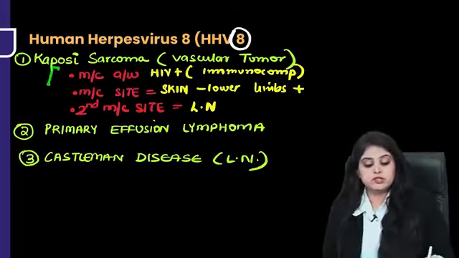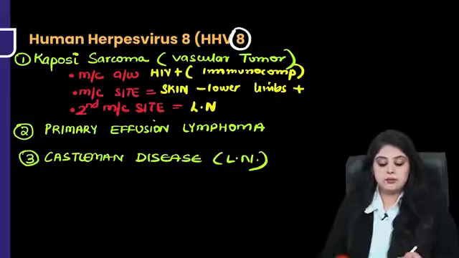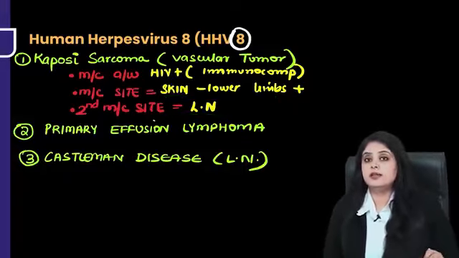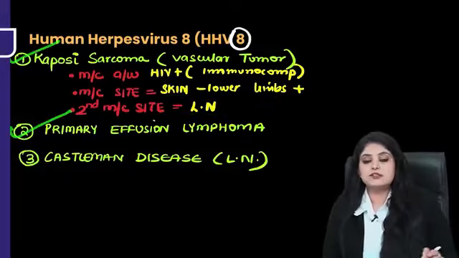So these three questions are evergreen questions. Kaposi sarcoma, which is a vascular tumor, is going to occur in HIV positive patients, most commonly in the skin of the lower limb, and is going to occur other than that in the lymph node. Other than that, guys, what else does it cause?